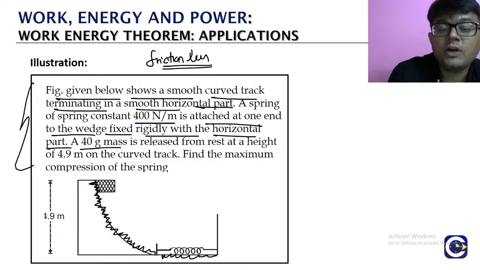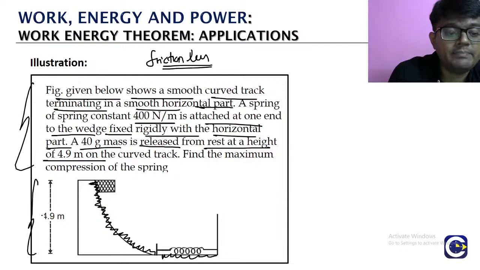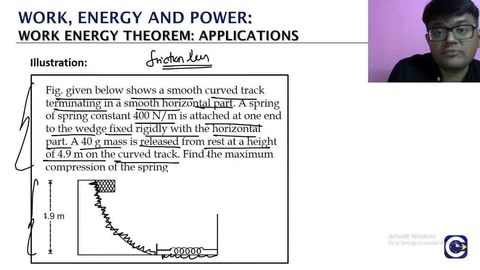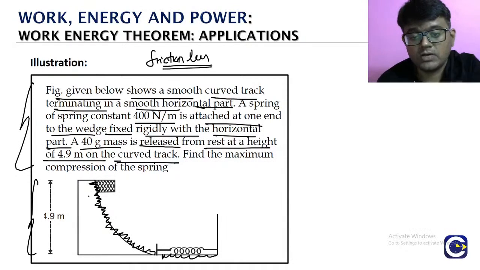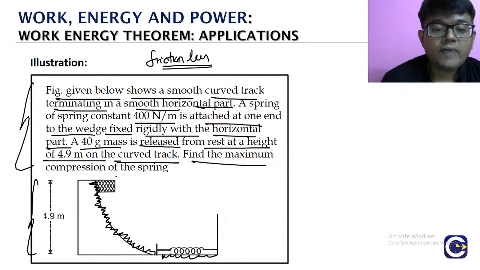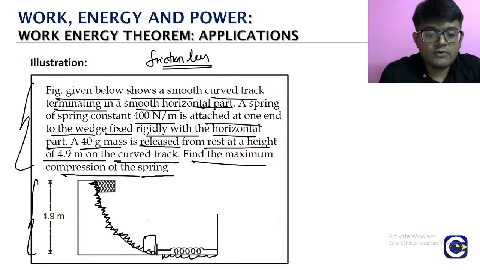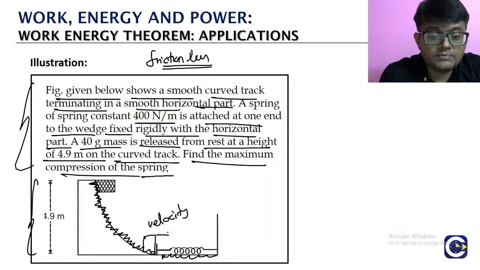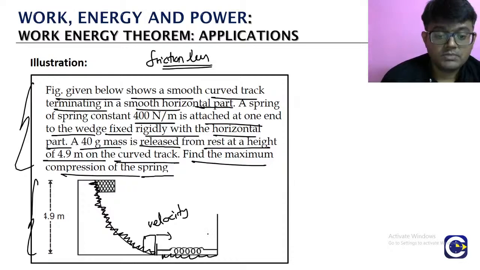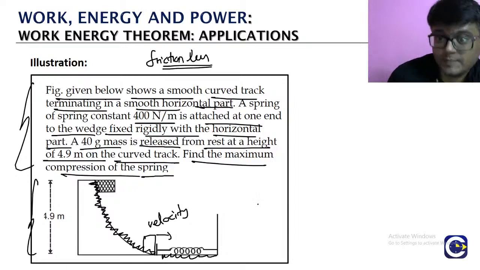A 40-gram mass is released from rest at a height of 4.9 meters on the curved track. So what is going to happen? It is going to keep coming down along the curved track. Find the maximum compression of the spring. When it comes down finally here, it would have attained some velocity. Because of this, it will start compressing the spring. They are asking us what is the maximum compression of the spring.